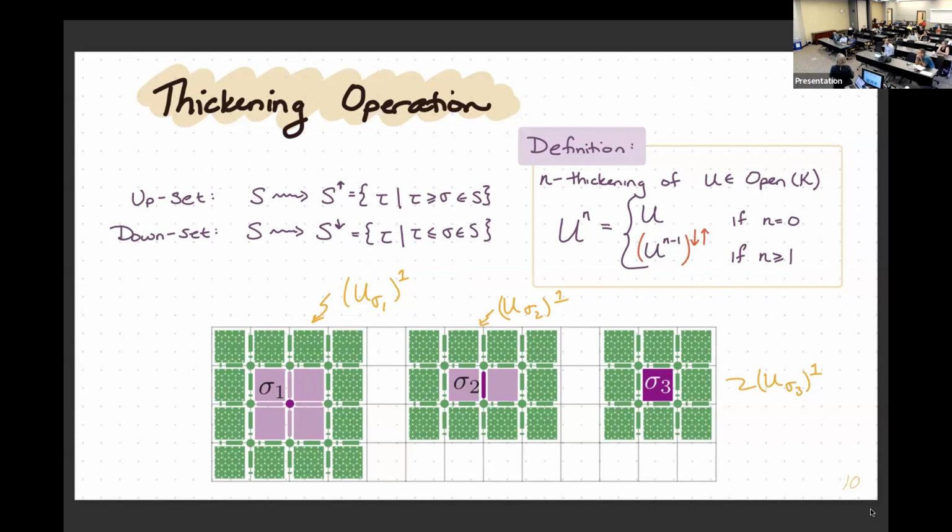And so in our case, the one thickening is going to be take the upset of the down set. Yeah, so go down first and then go up. So in our case, if I started with the open set, which was this purple, the down set of that is basically including all the stuff on the boundary, and the upset of that is the squares on the outside. So the one thickening of this particular open set is all of the green stuff, well, and the purple stuff. Okay, so now I have this thickening operation.